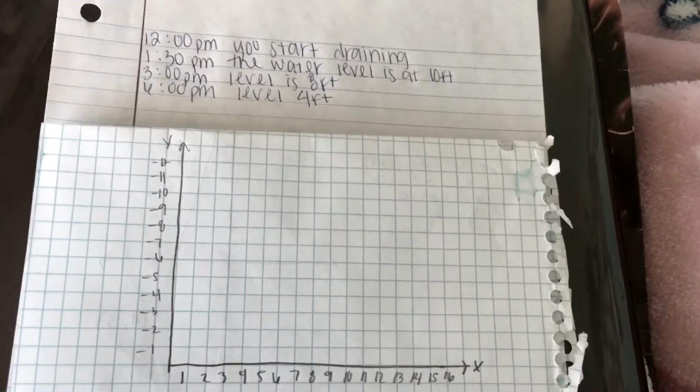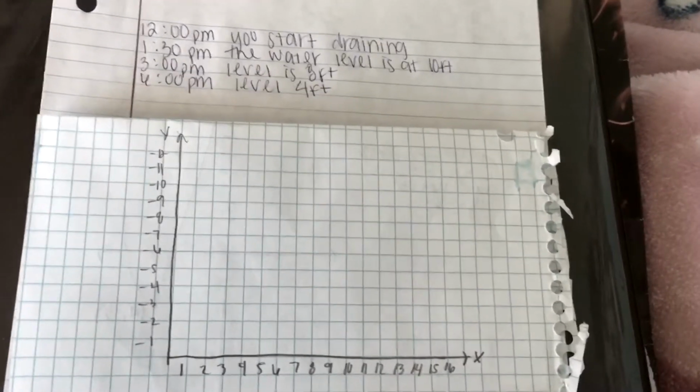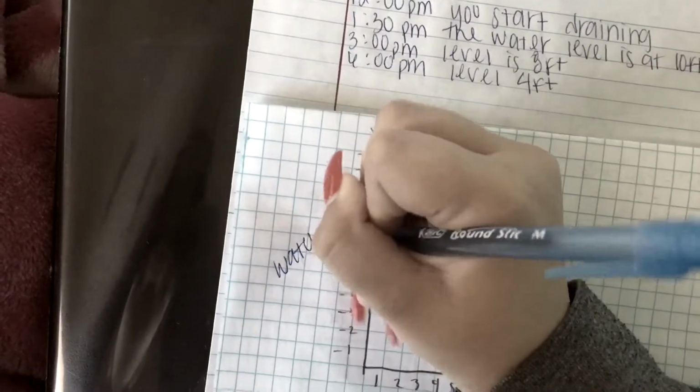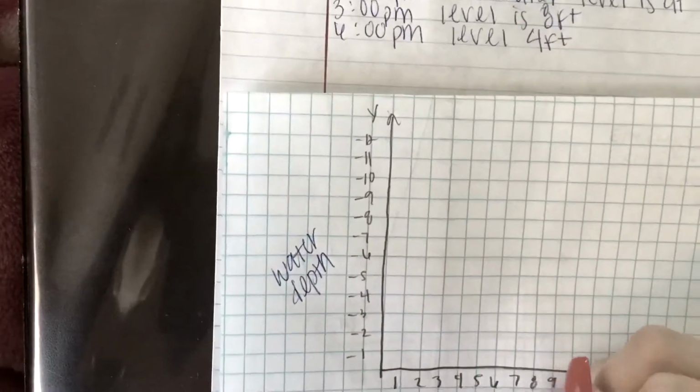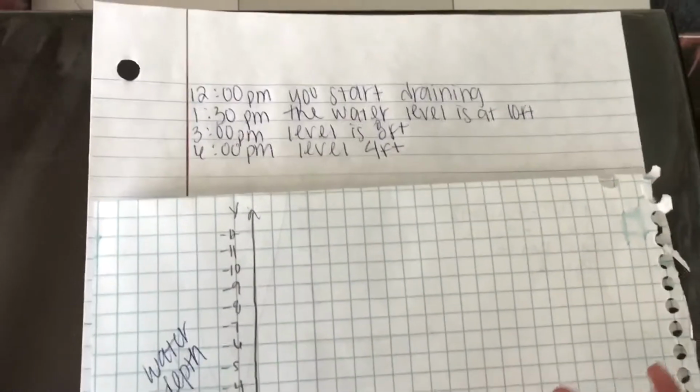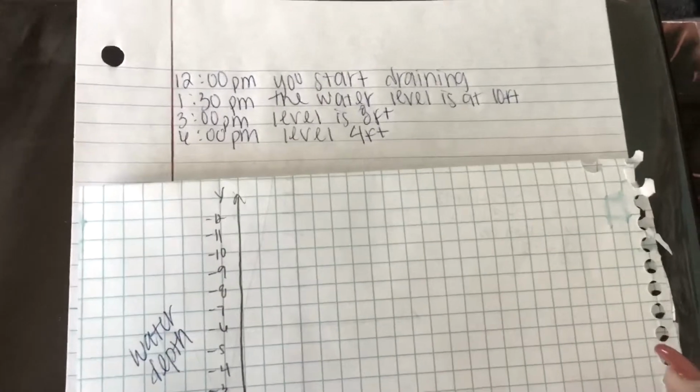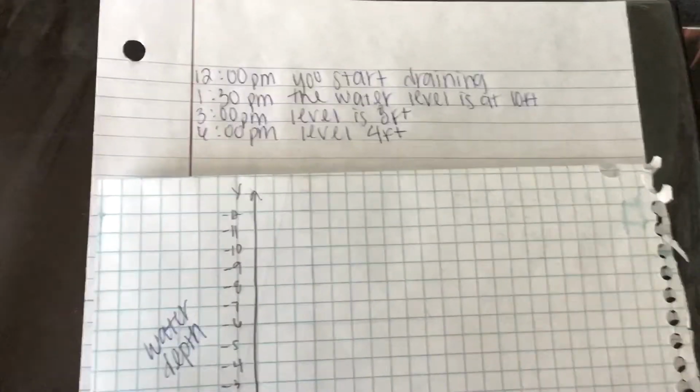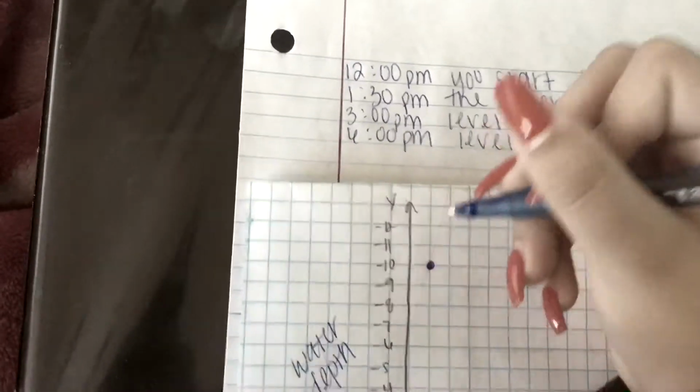We plot the amount of time since the drain was first opened at noon on the x-axis and water depth on the y-axis. So here's the y-axis, and this will be measuring water depth, and on the x-axis is elapsed time. Now the times were given to us, and so we know that at 1:30 the water level was at 10 feet, so we're going to graph 1.5 to 10.